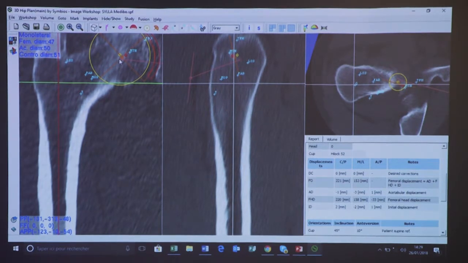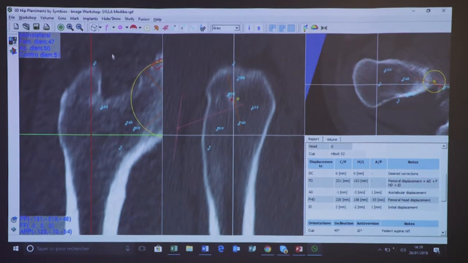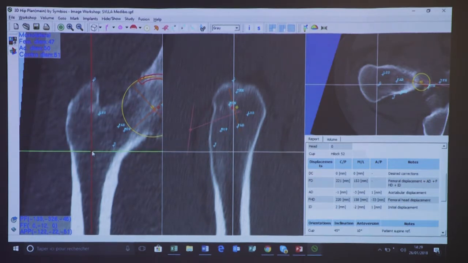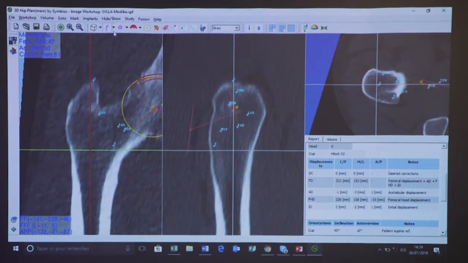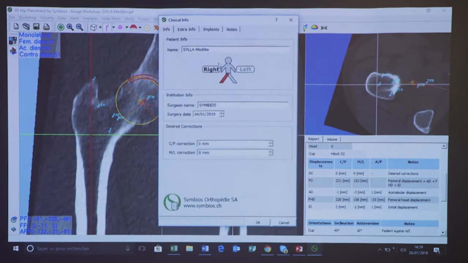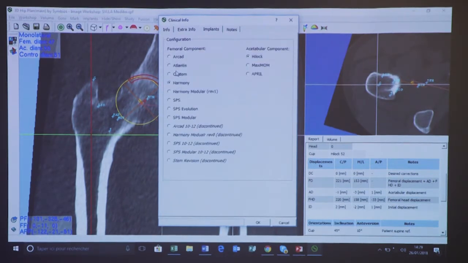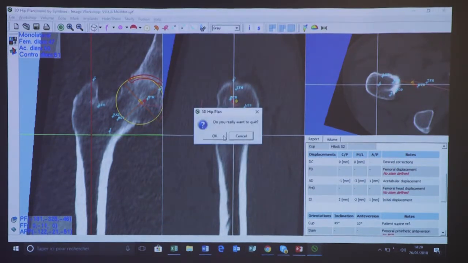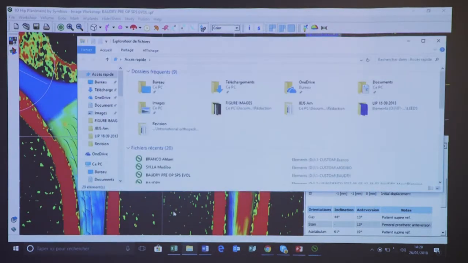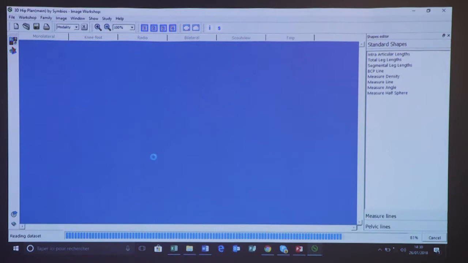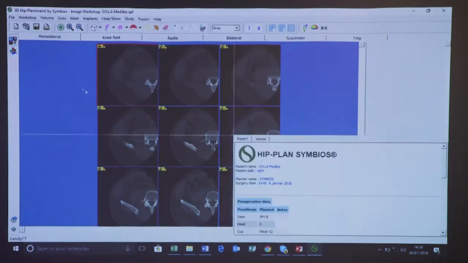What's going on? Probably doesn't manage to find the custom because I don't know why. Let's say launch it again. Yes, that's it.